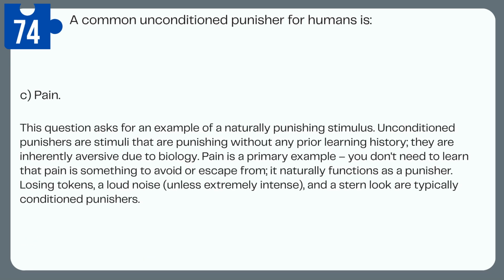Answer: C. Pain. This question asks for an example of a naturally punishing stimulus. Unconditioned punishers are stimuli that are punishing without any prior learning history. They are inherently aversive due to biology. Pain is a primary example. You don't need to learn that pain is something to avoid or escape from. It naturally functions as a punisher. Losing tokens, a loud noise, unless extremely intense, and a stern look are typically conditioned punishers.